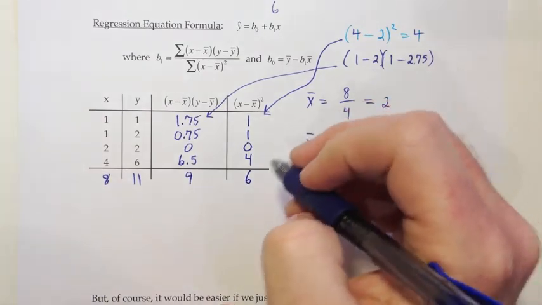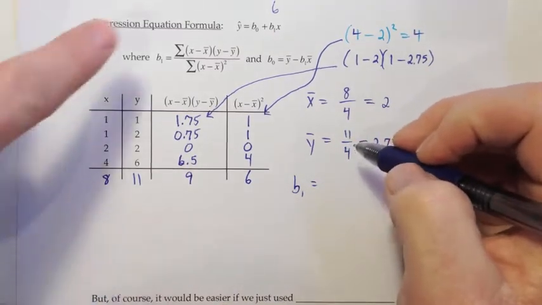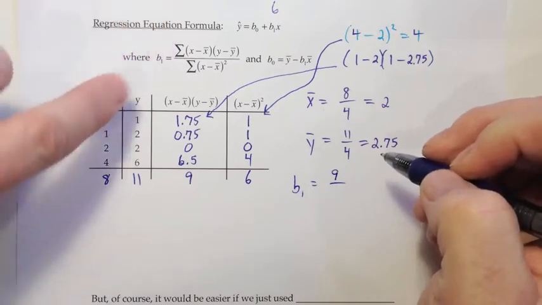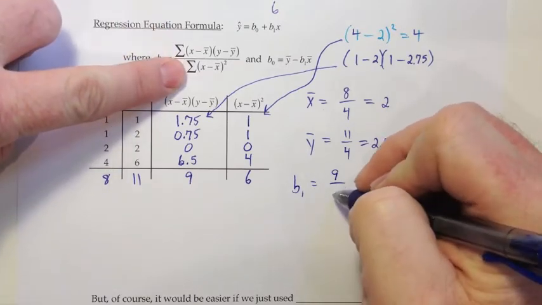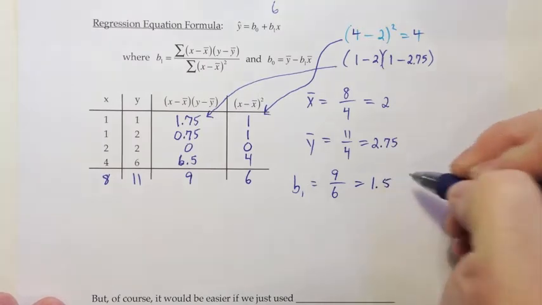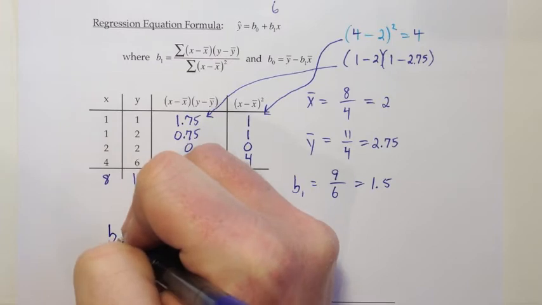So now we can get our slope. Our slope is b1, and it's the sum of those deviation products, which was 9, divided by the sum of the squared x deviations, which was 6, and that is 1.5. That's our slope. We still need the intercept.